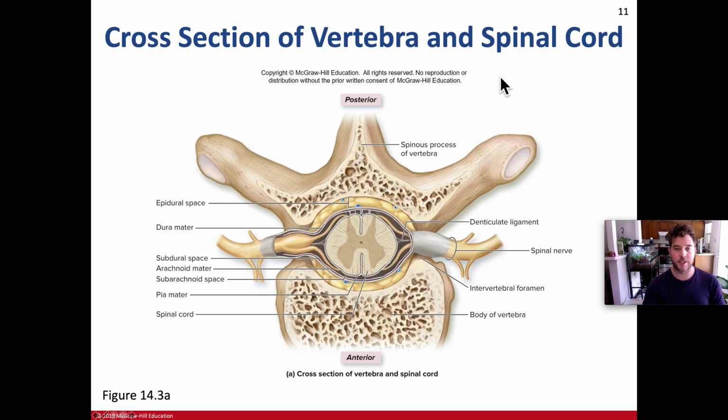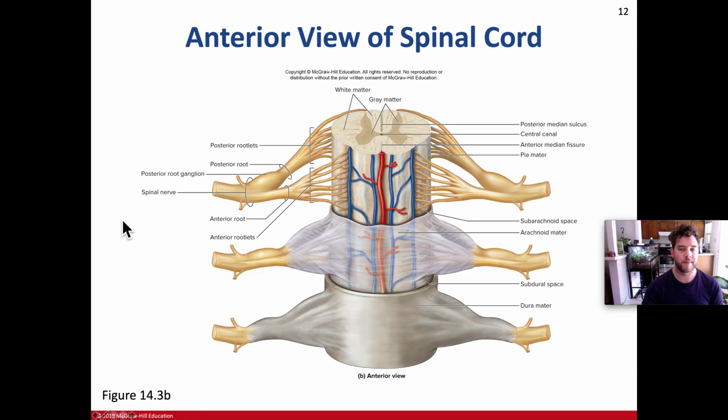Yep, this is just another cross section of that. You can see your epidural space with your dura mater, and the pia mater directly adhered to it. There again is just another view of that. We'll get into this in just a moment, but remember, in the spinal cord, your gray matter is interior and your white matter is exterior, more superficial. That's the opposite of the brain.